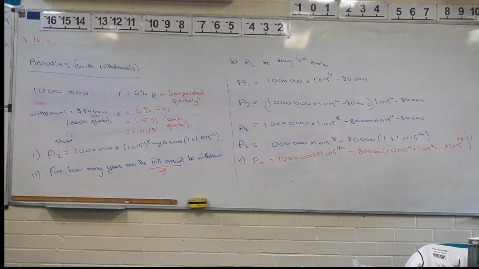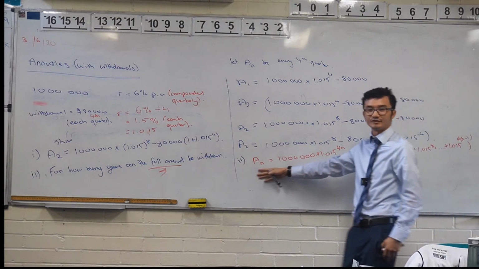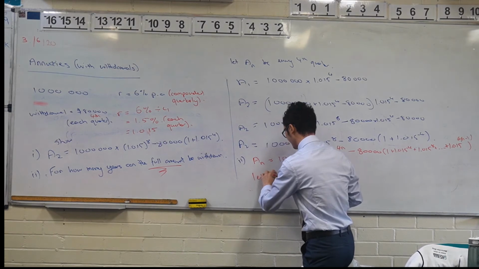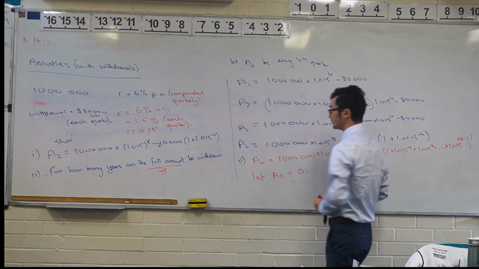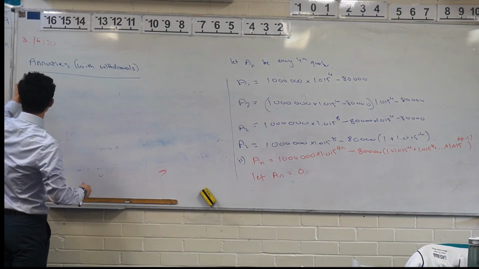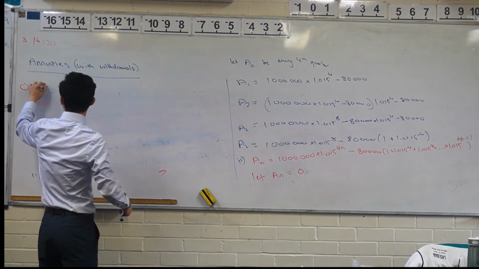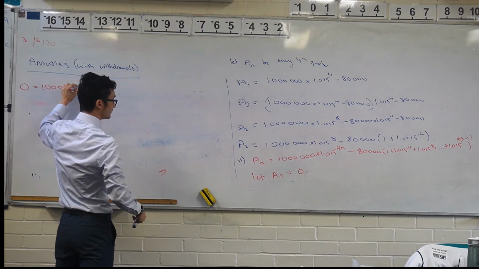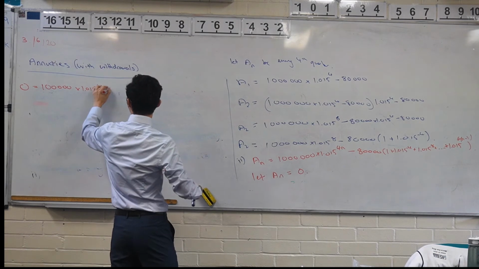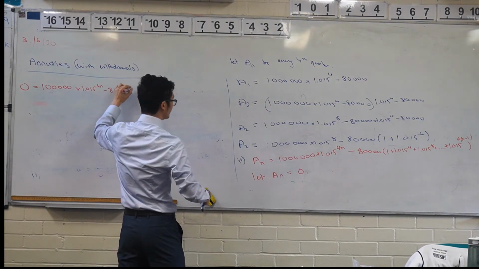Once you've got that, then we can let A sub n equal 0 or 80,000, whichever one you wanted. So let A sub n equal, I'm going to let it equal 0. I'm going to go back over here. So we've got now 0 is equal to 1 million times 1.015 to the 4n. Take away 80,000 outside of this.